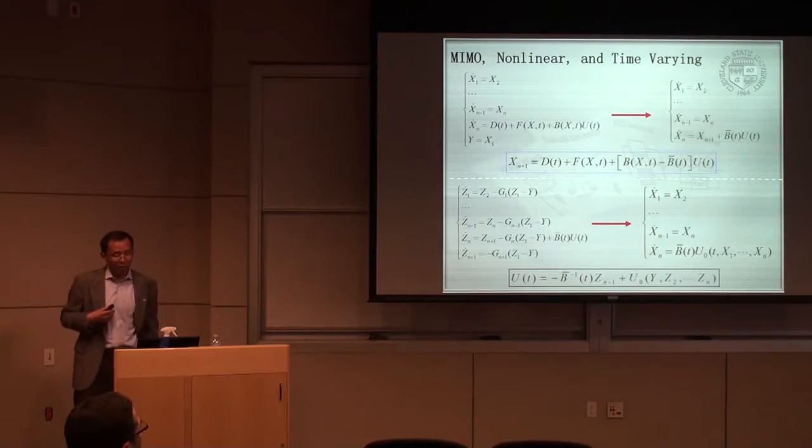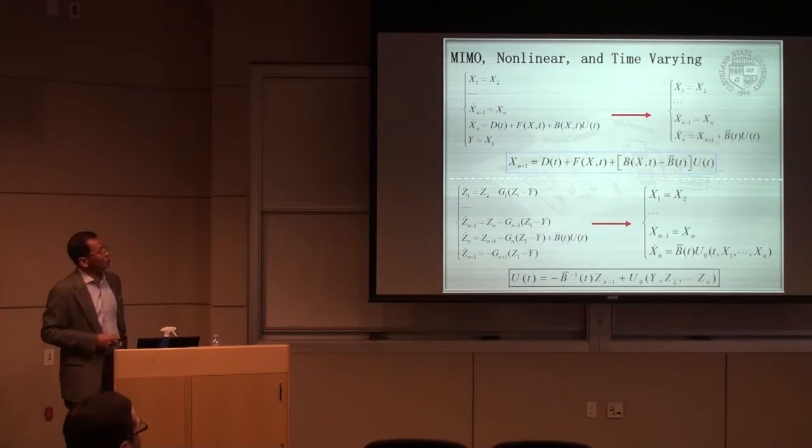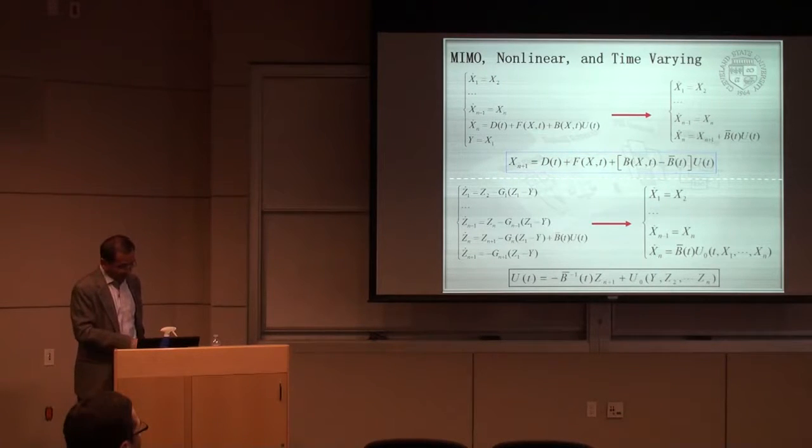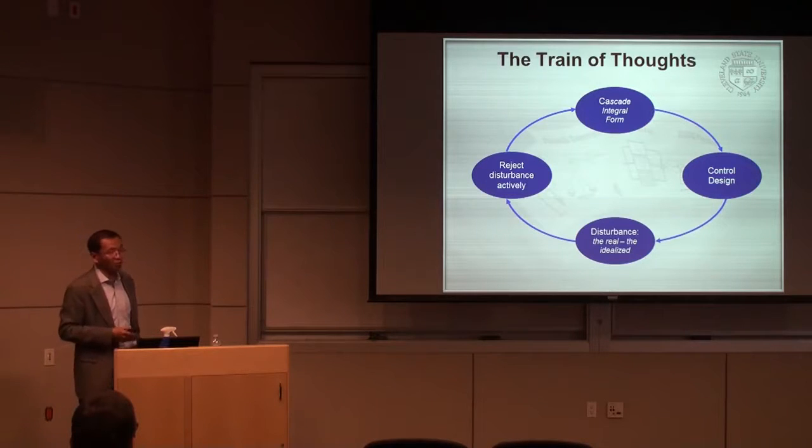And this idea can be extended to a MIMO nonlinear time-varying plant. This is a more general form, but I'm sure you can find it in papers, so I don't want to go into the details here. Okay, so the train of thought is this. We start with the cascaded integral form, the ideal form, and design the controller for it. Then we treat anything different from the ideal form as a disturbance to be estimated and canceled.